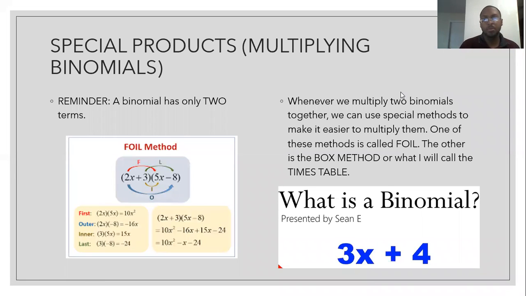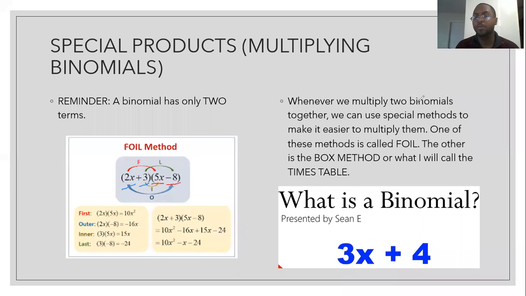All right. FOIL. Sometimes we have what are called special products. One of the special products we use all the time is multiplying two binomials. Now, a binomial has only two terms. So if we look at this situation here, this is a term, that's a term, that's two terms. That also has two terms. Those are two binomials. When I say binomial, I mean it has two terms. Like a bicycle has two wheels, a binomial has two terms.